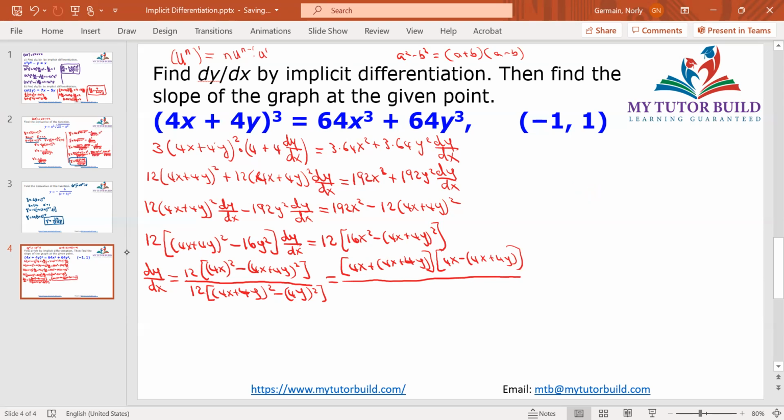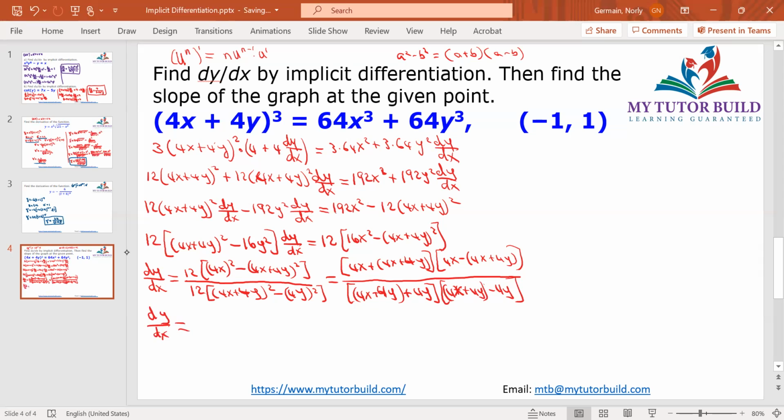We have 4x plus 4y plus 4y, 4x plus 4y minus 4y. Now we can distribute if we want. So we have our dy dx.